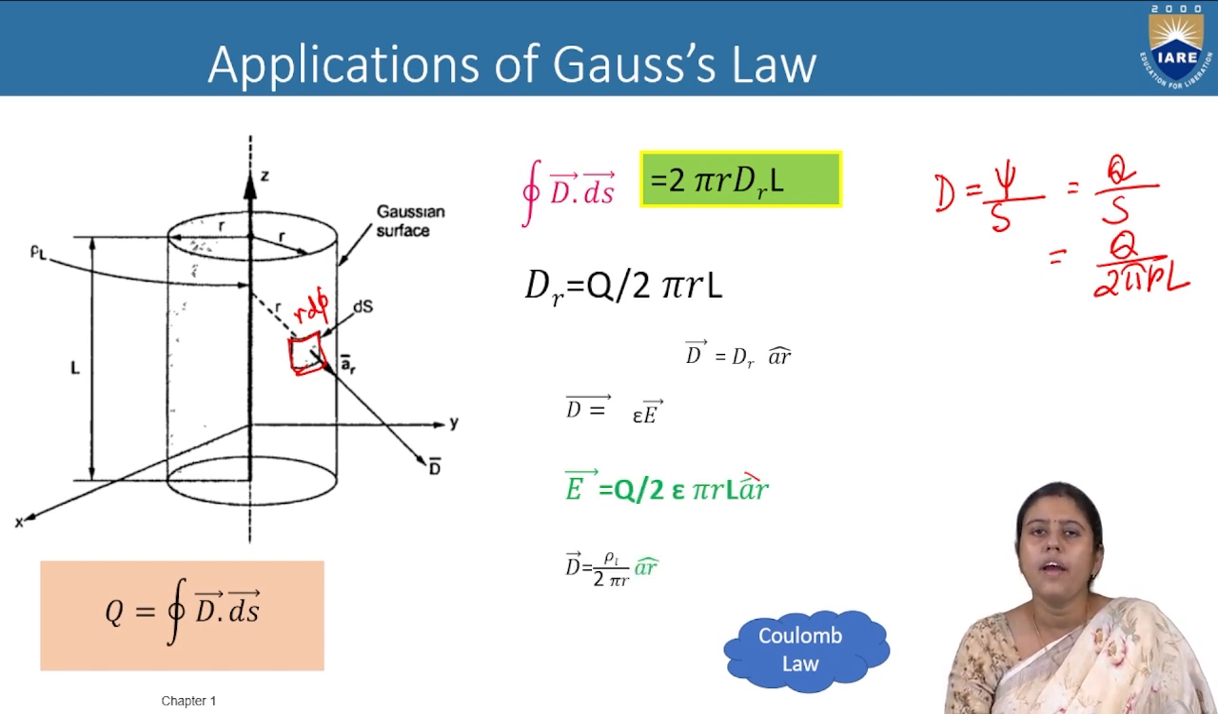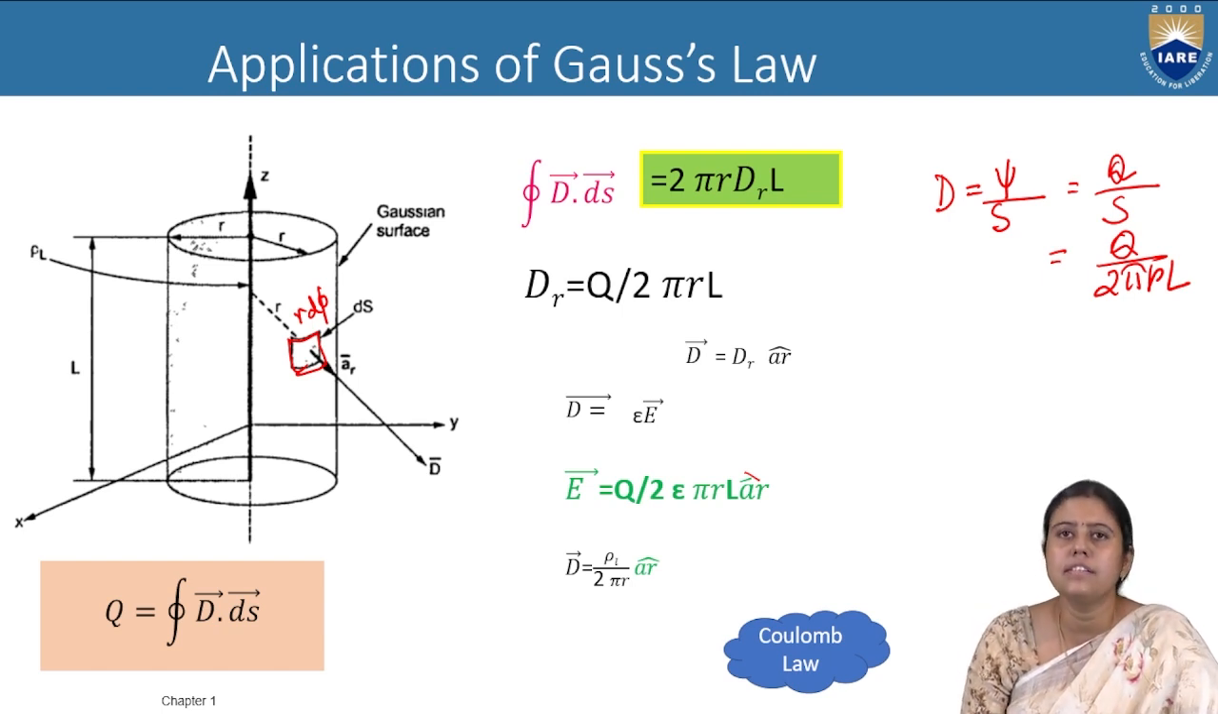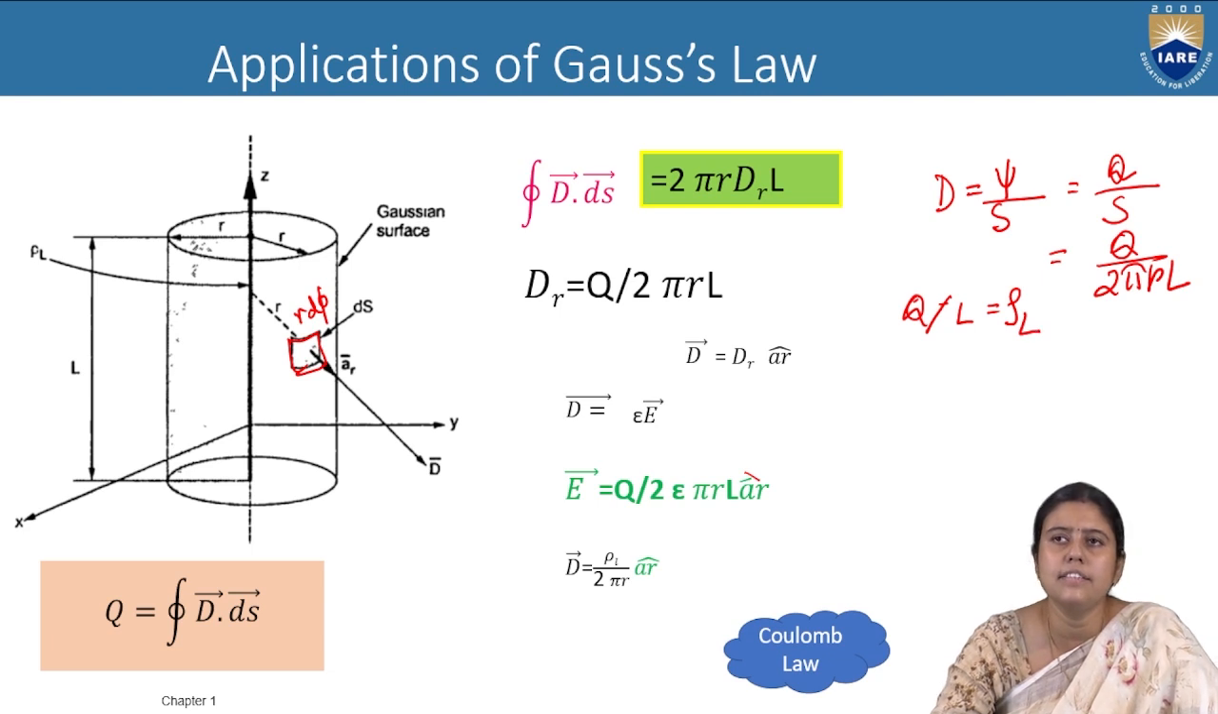And what is Q? As this is the line charge density, we know, as already discussed, Q by L is equal to rho L. The line charge density is equal to charge per unit length.